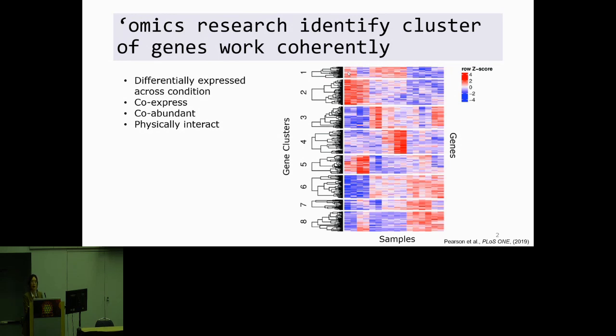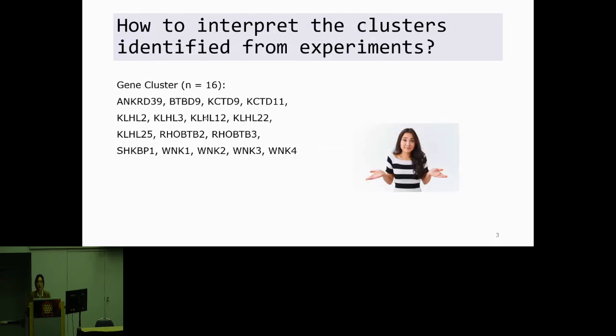And similarly, proteomics research does experiments like co-abundance or the measurement of physical interactions to further identify proteins that work closely with similar functions. But as we identify those clusters of genes or proteins, what should we do next? How do we interpret those clusters? So here I'm showing an example of a 16-member gene set that derives from protein-protein interactions. How should we attempt to interpret it?